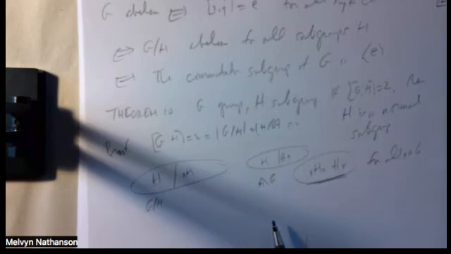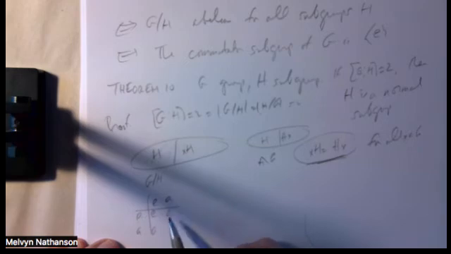And any group with 2 elements is abelian. If you have a group with 2 elements, E and A, E times E is E, E times A is A, and A times A is not A, it can only be equal to E. That's abelian. So every group with 2 elements is this very simple group.